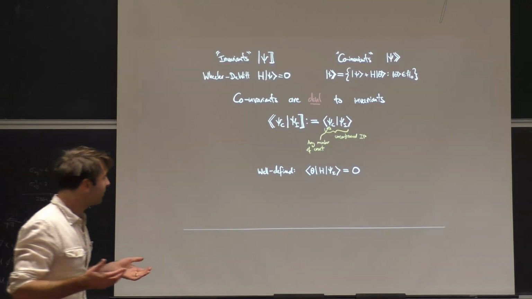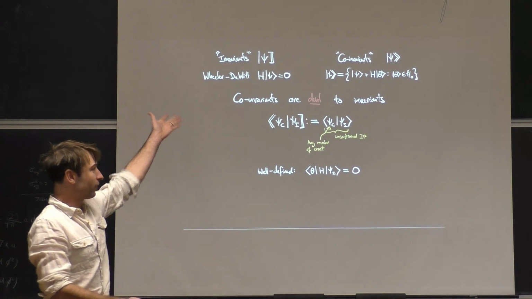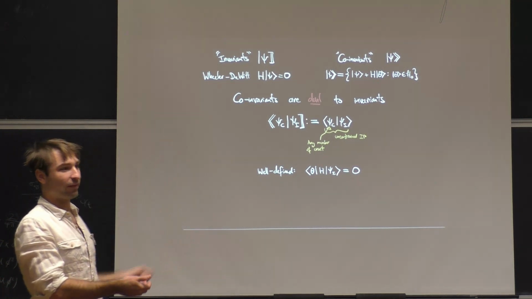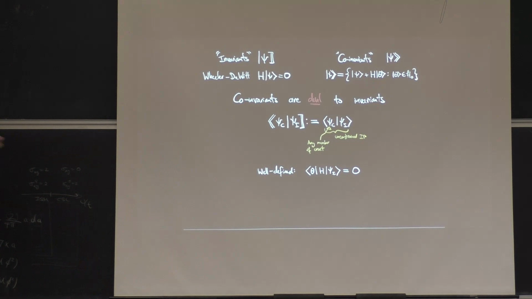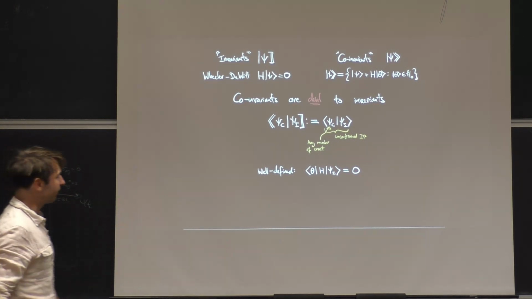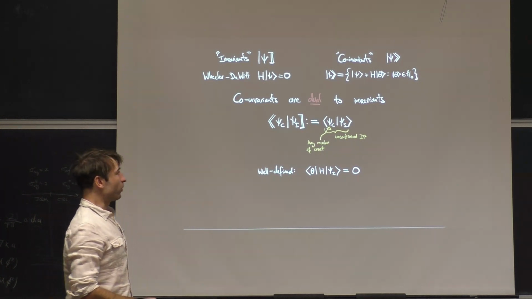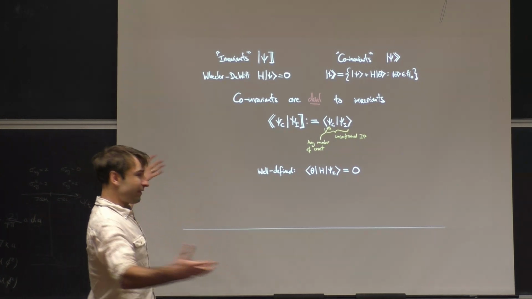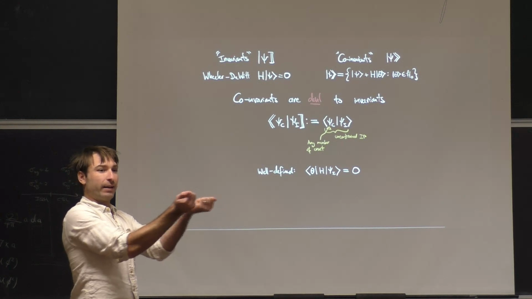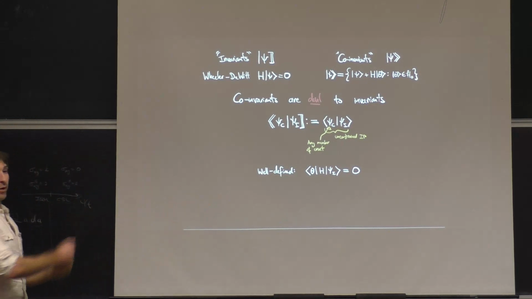So there are these two ways of talking about states. They're not unrelated, they're dual. They're dual in the sense of linear algebra. So that's what this co means. So invariants are things that are invariant under gauge transformations. Co-invariants is the linear dual to them. So what that means is that there's a natural bilinear or sesquilinear pairing between invariants and co-invariants.